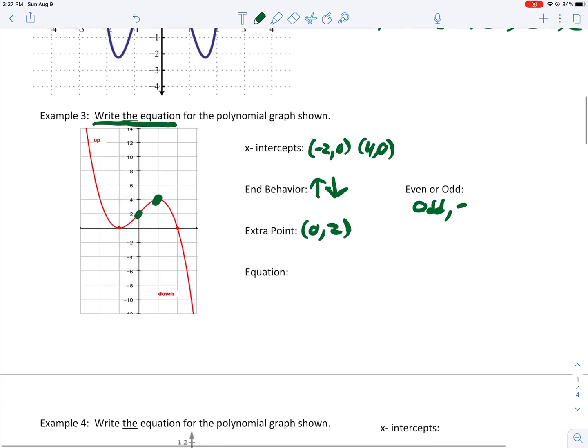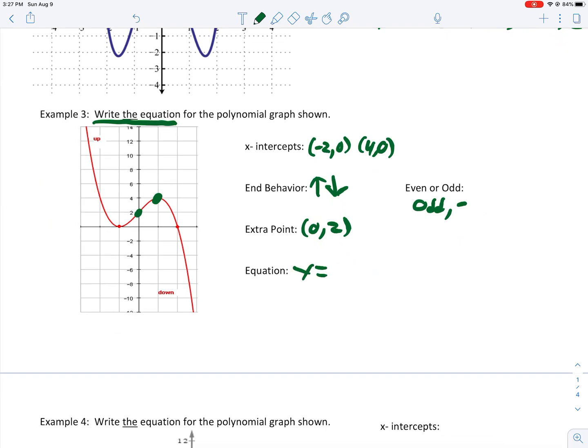So right now my equation looks like this. y equals a. How many x-intercepts are there? 2. So I have 2 factors. So x plus 2, and x minus 4. Why is it x plus 2? Because the zero is negative 2. So what do you plug in to x plus 2 to get 0? It would be negative 2. So if the zero is 4, the factor would be x minus 4.